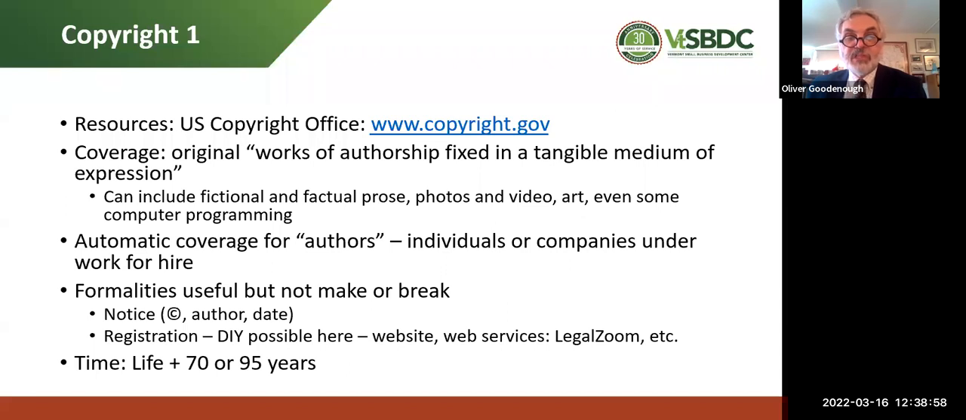There's the notice, which is the copyright symbol, author, and date. You're used to seeing that on works. And registration, where you register your material with the Library of Congress. Again, that gives you extra rights in litigation. It's a good idea to do if you're serious about your protection. But neither of them is a make-or-break requirement. What is the time frame? The coverage is the life of the author. If there's more than one, the last to die, plus 70 years. Or if it's a corporate work, a work for hire, something like that, it can be 95 years.